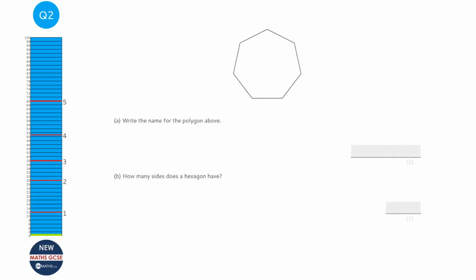So in this question we're asked what name this polygon has. Now a polygon is just a shape that has an amount of sides, poly meaning many. So we've got to count the sides first. So we've got 1, 2, 3, 4, 5, 6, 7. And a 7-sided shape is called a heptagon. Now many students know that it's a septagon. Heptagon is a better answer. Don't ask me why. Next it says how many sides does a hexagon have.